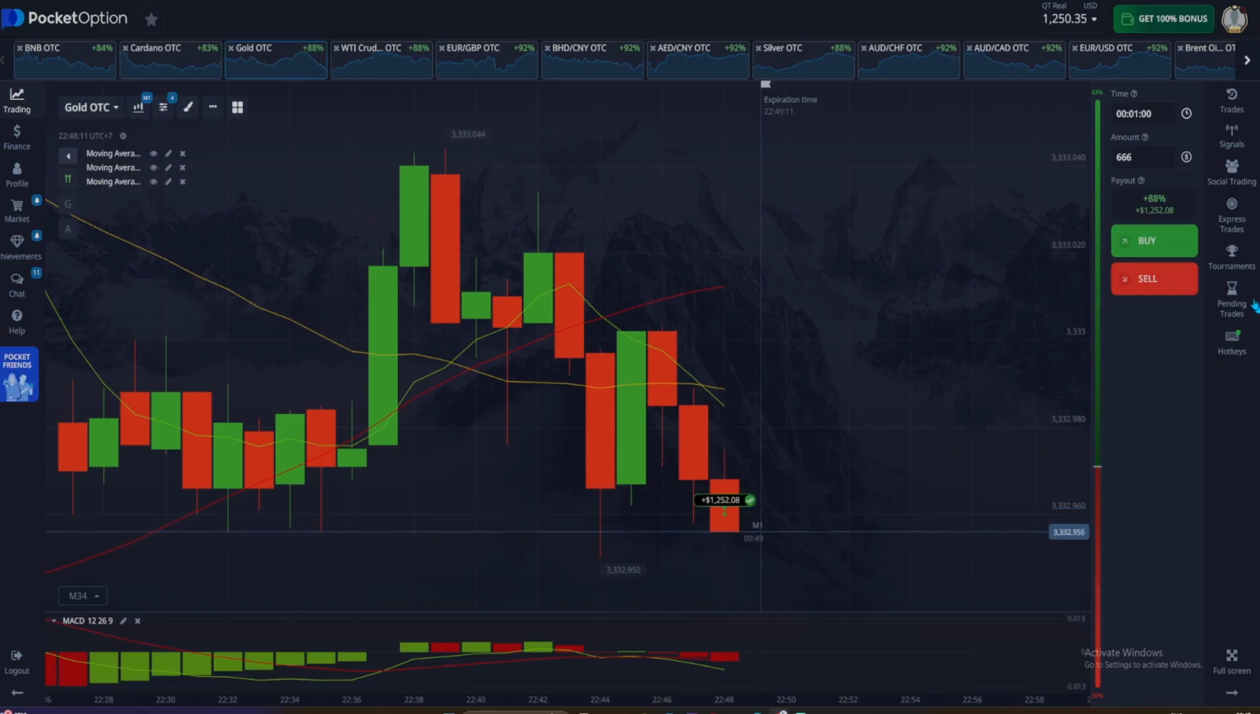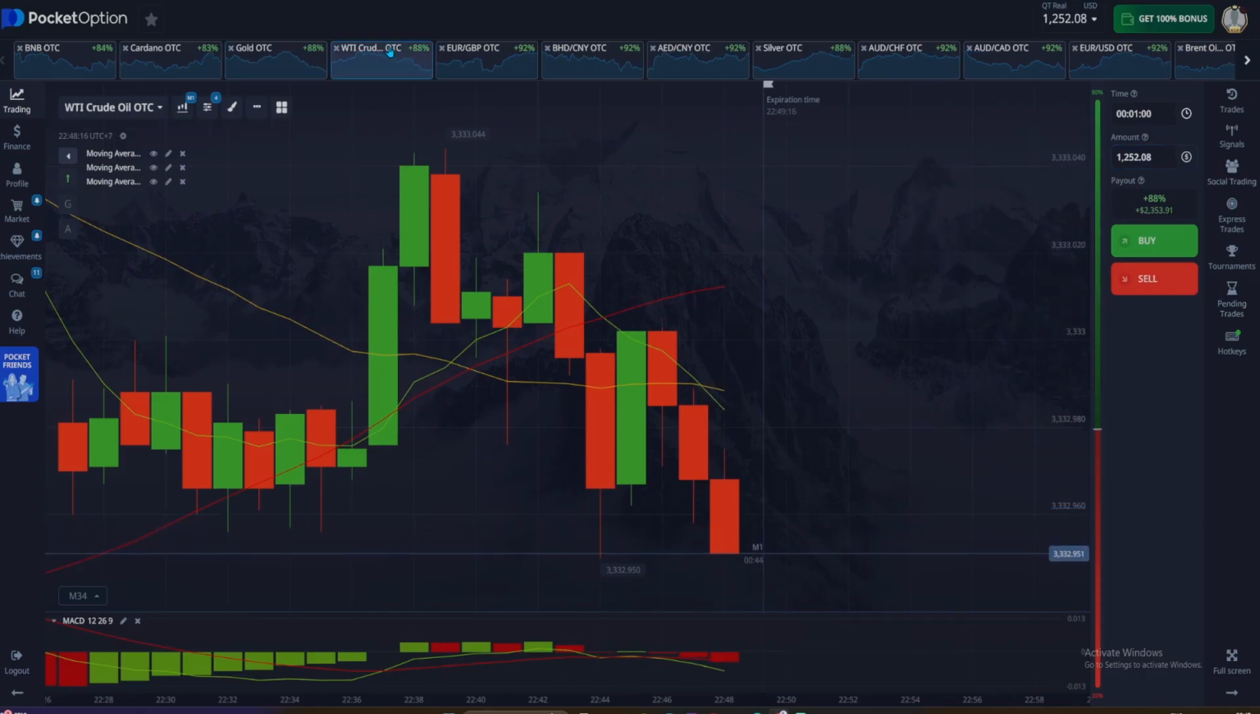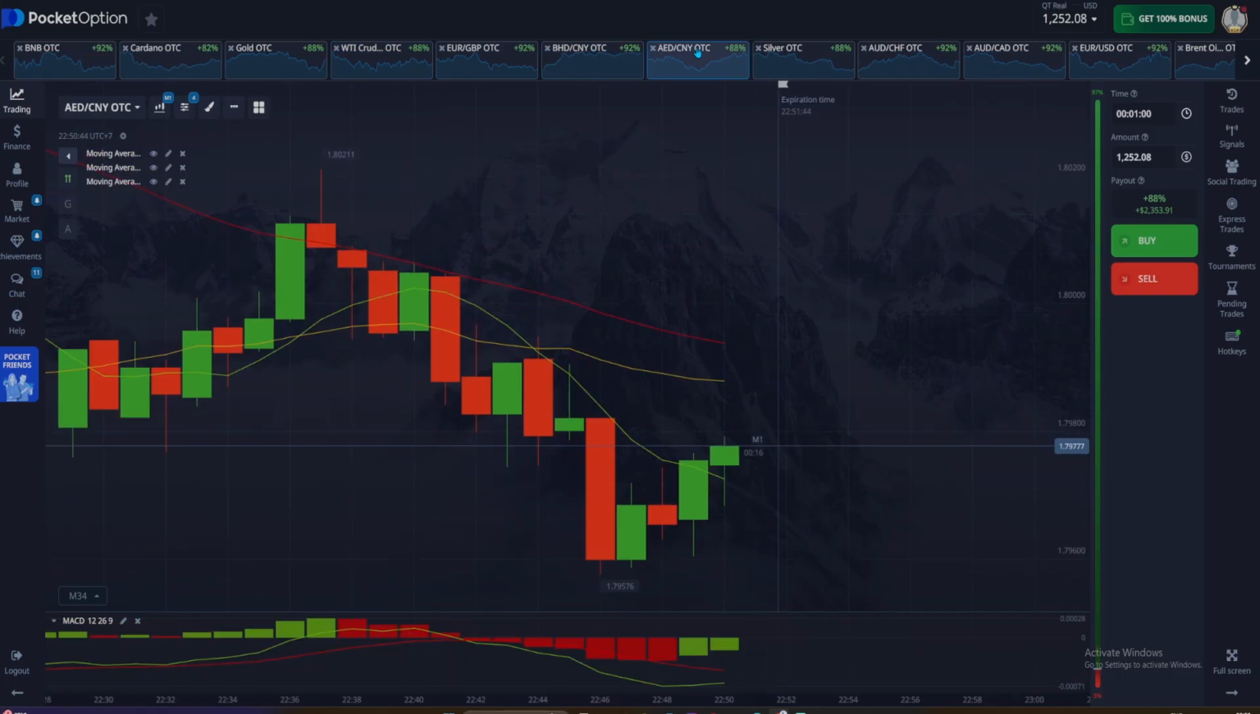Yes, exactly as expected, the price moved downward and profit. Now we can open the market again and look for the next opportunity.